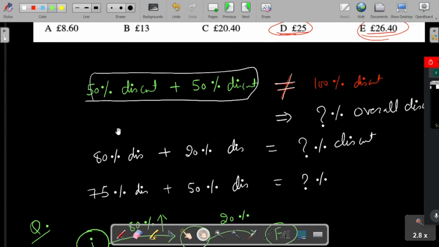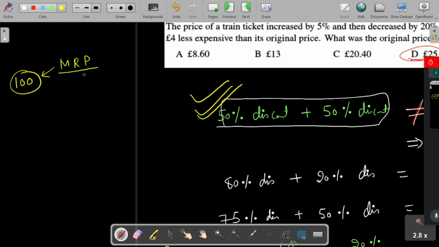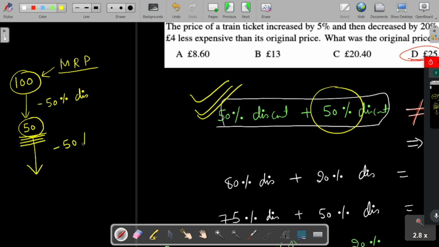For this type of question you have two methods. The first one is the normal method. In the normal method, you can take the initial number as 100. Let us suppose this is the MRP. I am going to discuss this part first. Discount is given on MRP. You should know MRP, maximum retail price or marked price. First of all, your shopkeeper is going to give you 50% discount. So the price becomes 50. Now the second 50% discount is given on this price. So the next 50% discount is given on this 50. So how much is reduced?